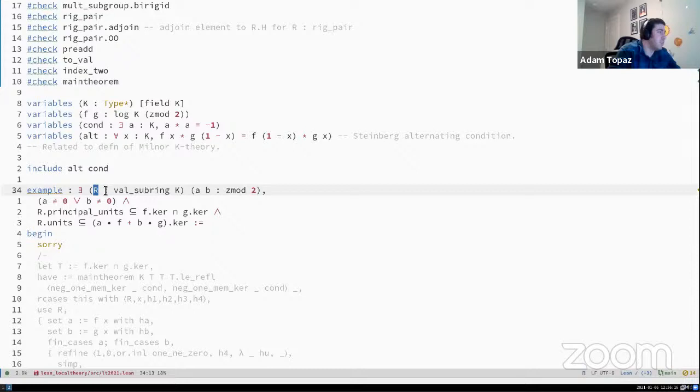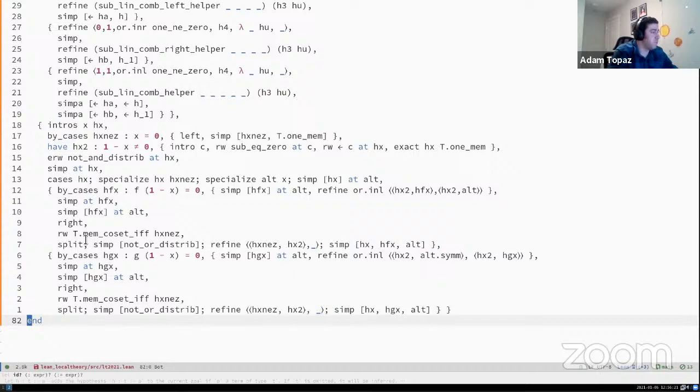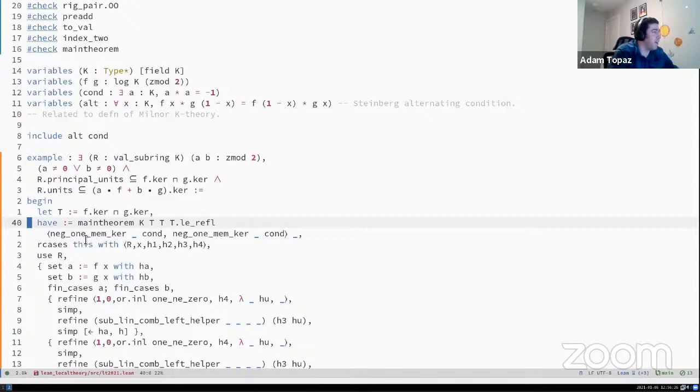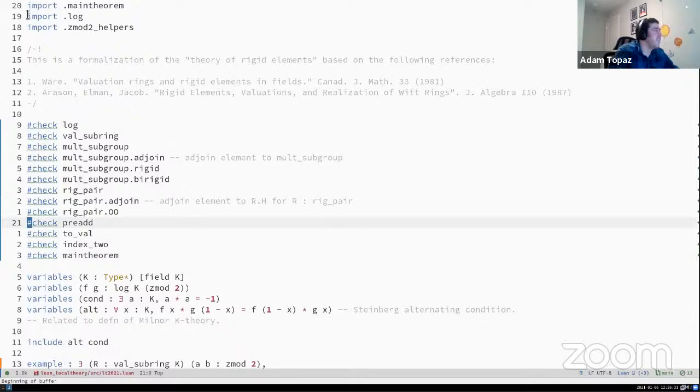And then just to prove to you that it is indeed a theorem, I've uncommented the proof here, which I'm not going to go through. You can look at the code yourself. No sorries in the imports and no sorries in the example.